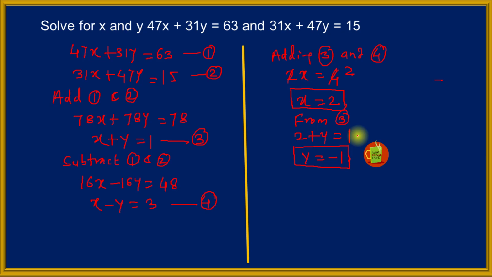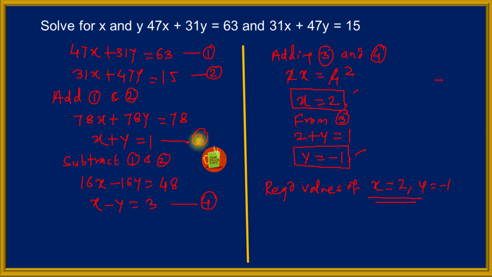And at the end, you have to write the values of x and y. Therefore the required values of x and y are x is equal to 2 and y is equal to -1. This answer has allotted marks. So here you will get marks, here you will get marks, and after adding whatever you get here you will get marks. So move to the next question.